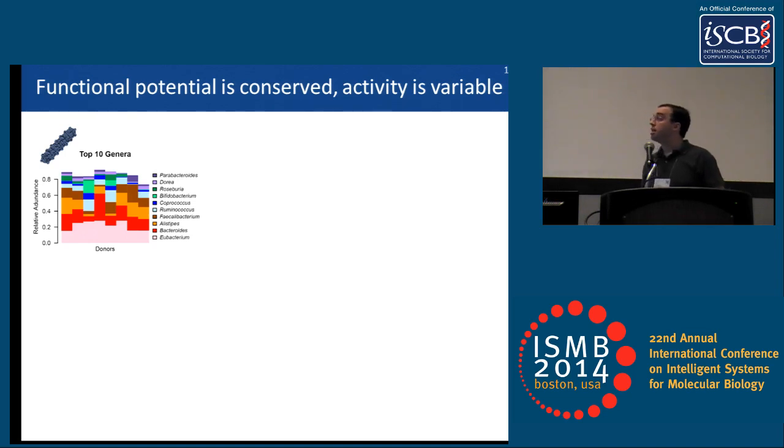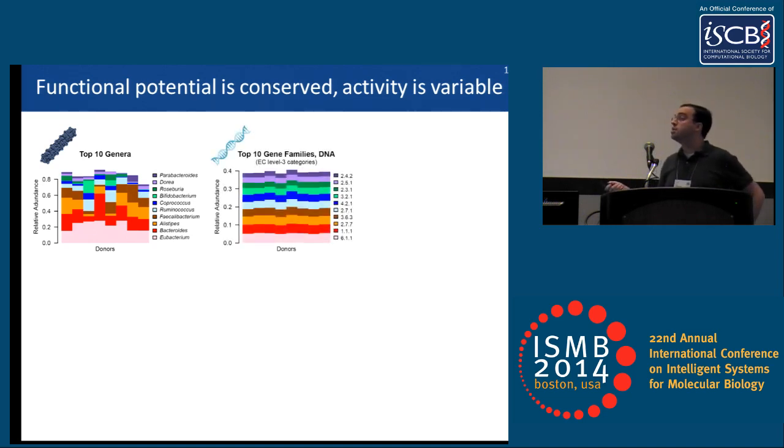So what we found is that our data actually recapitulate one of the main figures from the Human Microbiome Project paper, which is that if you look at species or genus level abundance across the 8 different individuals, you see quite a bit of variation. People have very different compositions with respect to these 10 major genera. However, if you look at function, functional potential, so looking at functions at the DNA level, it's much more conserved.